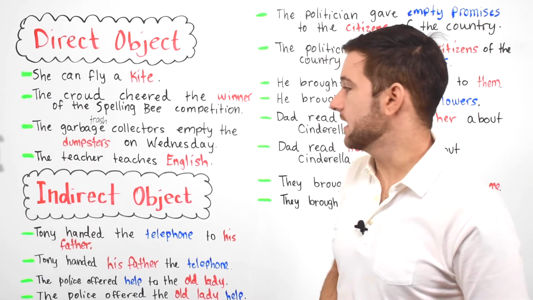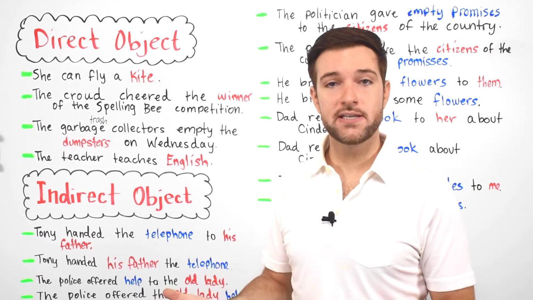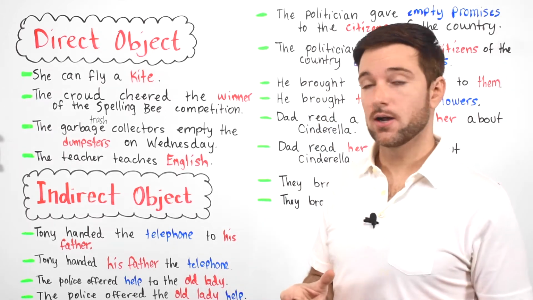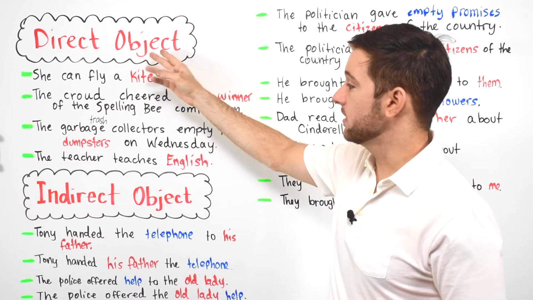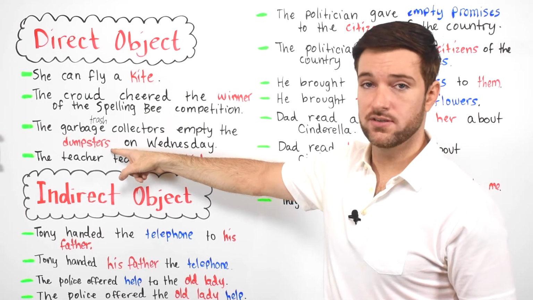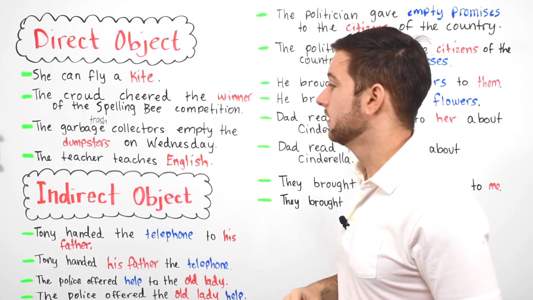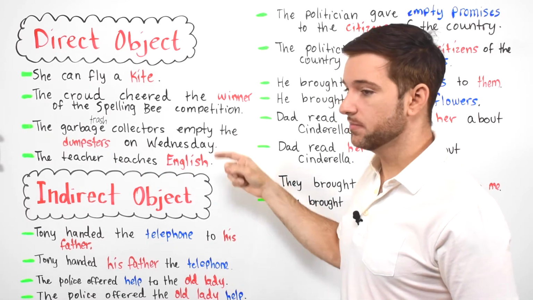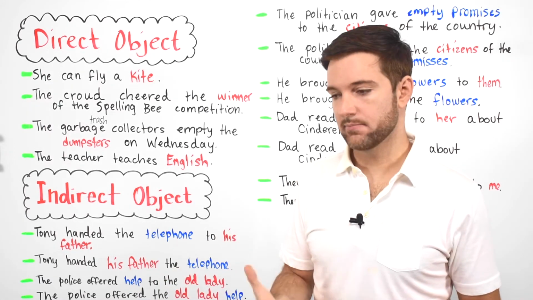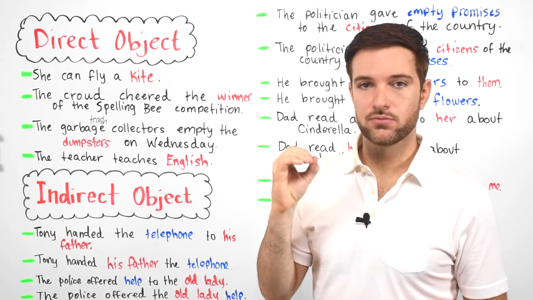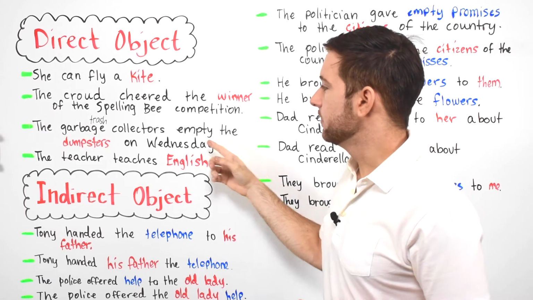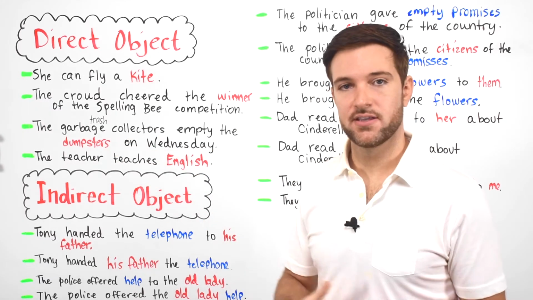So the garbage collectors empty the dumpsters on Wednesday. What day do they empty it? On Wednesday. So in this example, the dumpsters are the direct object. So we're talking about direct objects, and the dumpsters, okay, plural, are the ones receiving the action, okay? And empty is a verb, and it means to make clear, to get rid of, to make it empty, to make something zero. Nothing. Okay, so we're making the dumpsters have nothing inside.